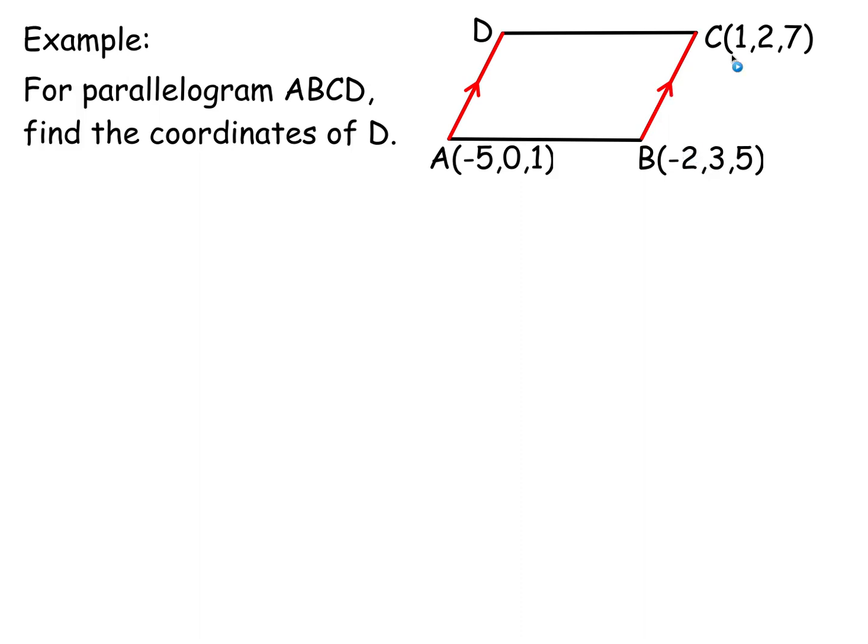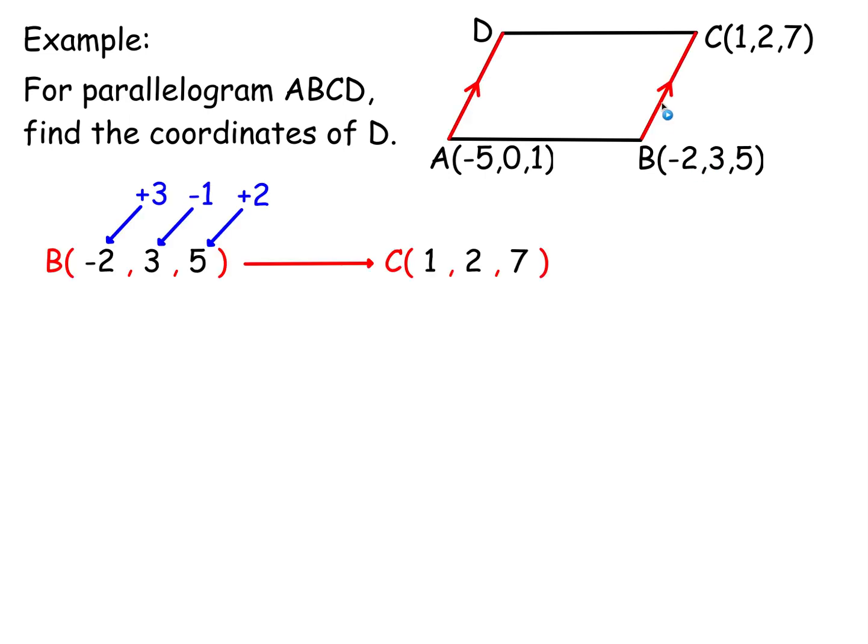So how do you get from B to C? From negative 2 to 1, you must add on 3. To get from 3 to 2, you must take off 1. To get from 5 to 7, you must add on 2. So for the components there, to get from B to C, add 3 onto the x, take 1 off the y, and add 2 onto the z. 3, negative 1, 2 is the vector involved. There it is. To get from B to C, directed line segment BC is the vector 3, negative 1, 2.